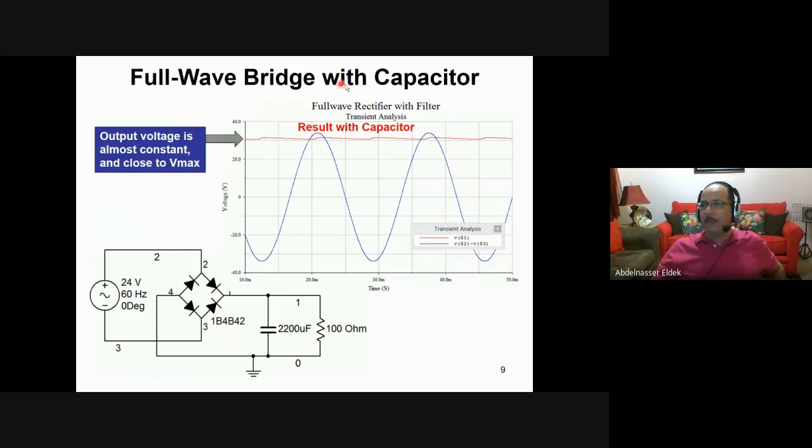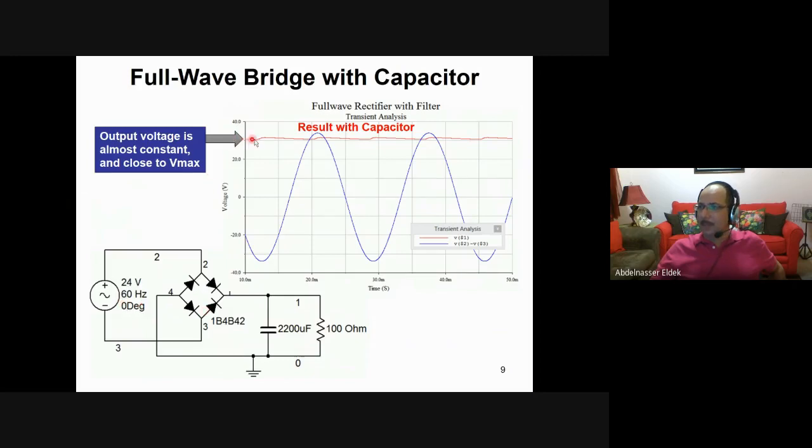So this is a full-wave rectifier with B2 spice. If this is the input signal, the output signal you see is almost constant with these values here. This is 100 ohm only, and this is 2200 microfarad. This is for the full-wave rectifier.